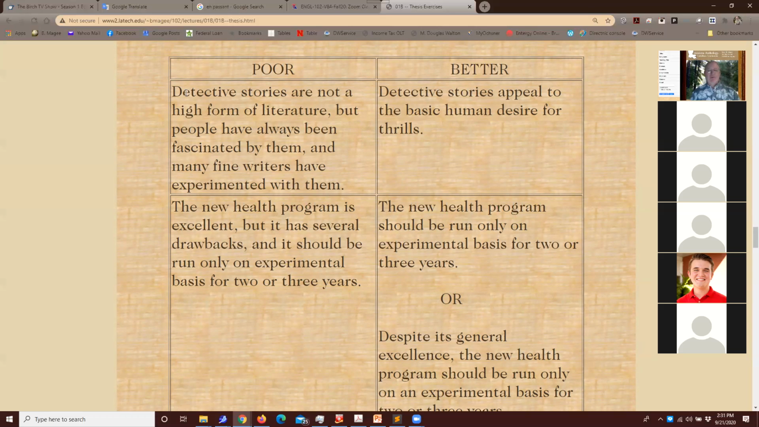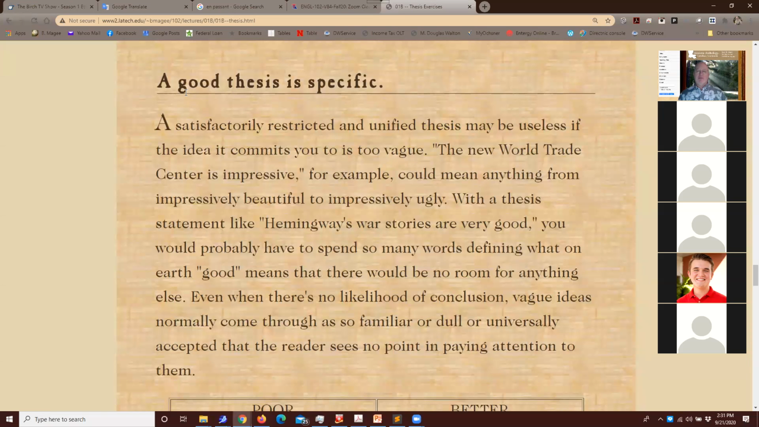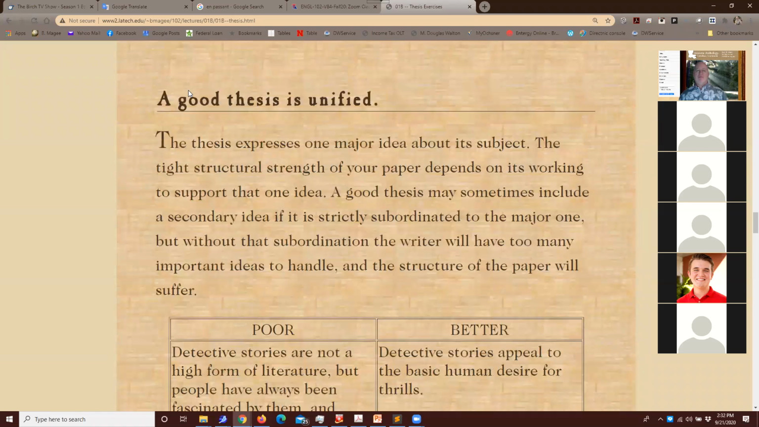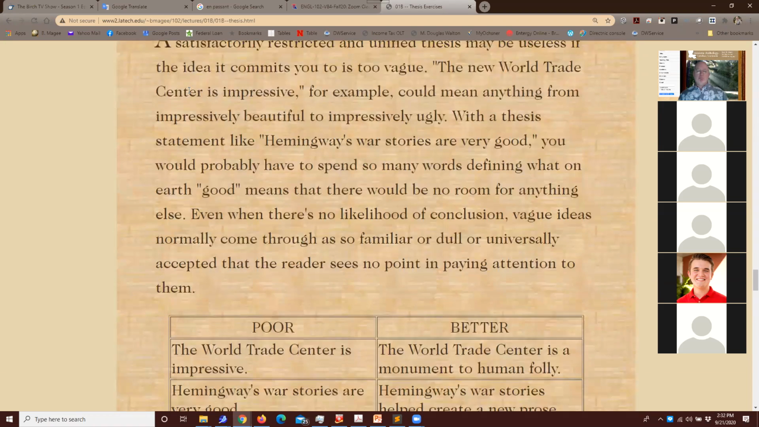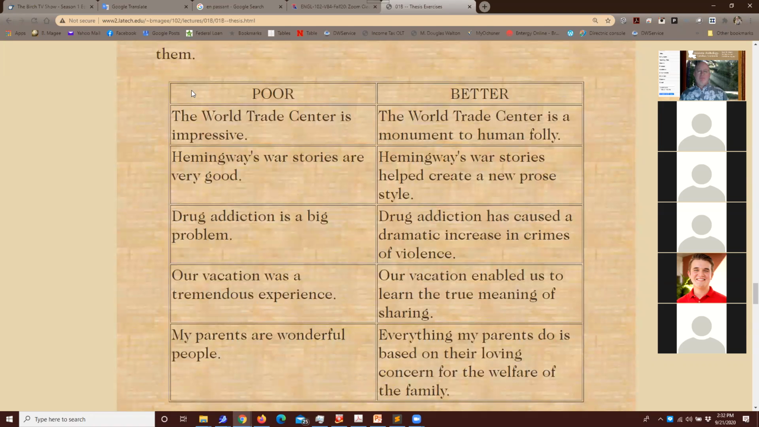And this one also focuses on being narrowly tailored. So 2 of the 3 are saying it's narrow, it's restricted, and it's specific. Hemingway, and this one has to do with English class, so we'll do Hemingway. "Hemingway's stories are very good." Oh my gosh. There are a lot of them, and you're talking about everything that's good, so that would be too much. Now, "Hemingway's war stories help create a new prose style." That one is good.